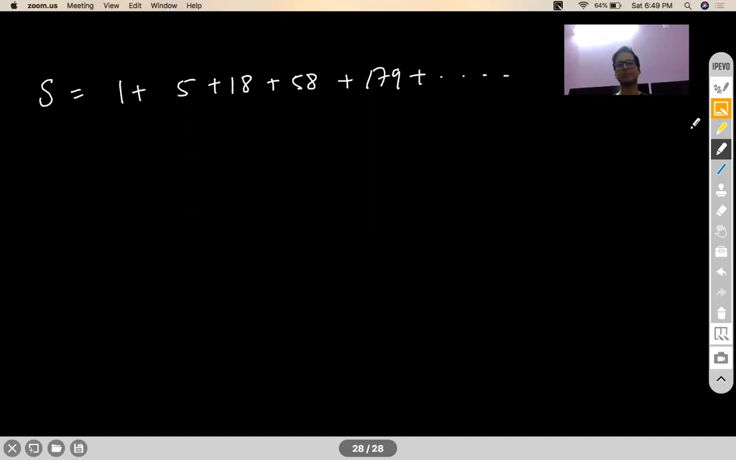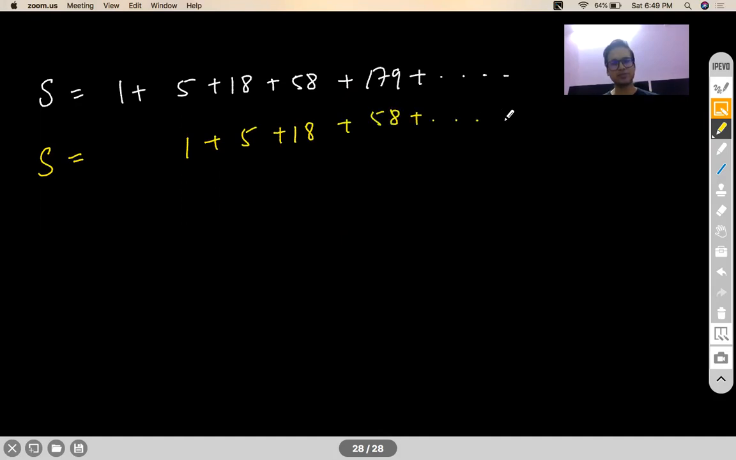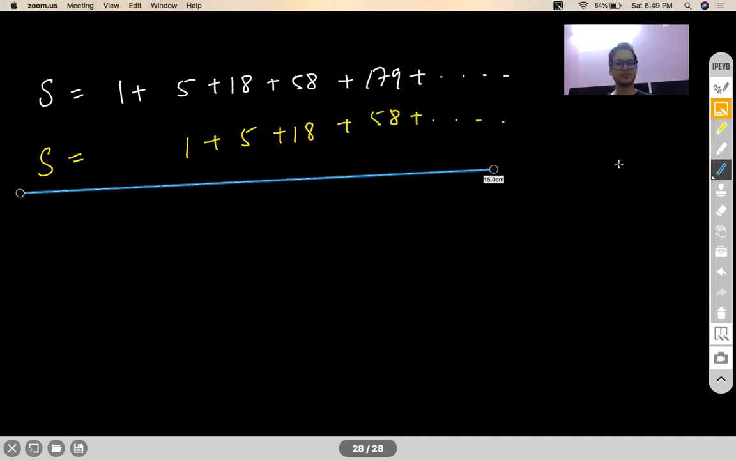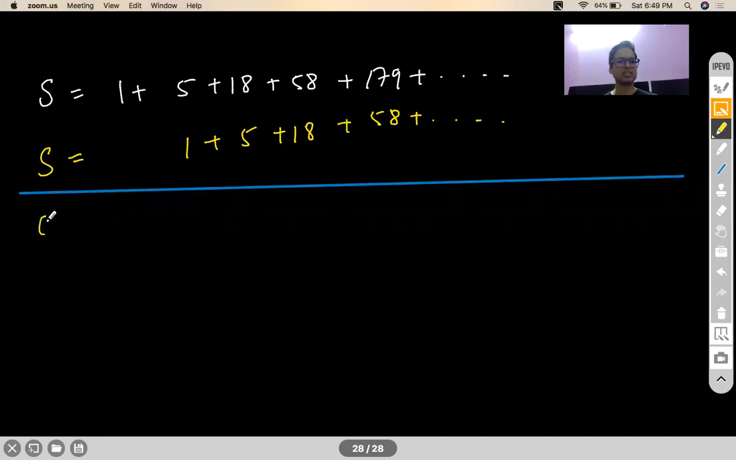Let's say we want to find the sum of this series 1 plus 5 plus 18 plus 58 plus 179 and so on. Now let me solve this in a normal way. How would somebody solve this in a normal way? Write the same series shifted 1 to the right. Take the difference. This will give you 0.